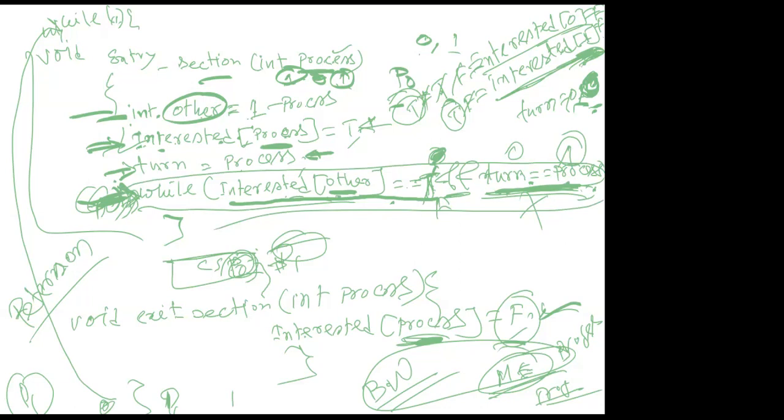So today we learned three methods: strict alternation, interested variables, and the Peterson method. Among busy waiting solutions, the Peterson method is the best because it satisfies all three properties for a synchronization mechanism.